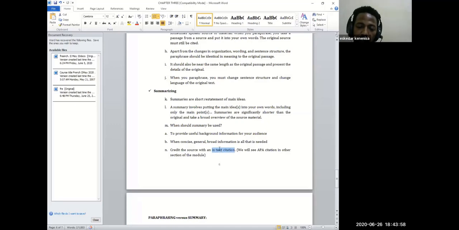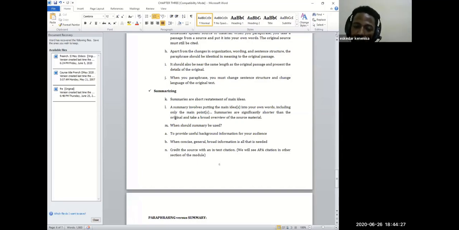There are different styles actually. We'll see in the coming classes the styles of citation, for example, APA citation. We'll see it in the next classes. But still, even if you take only the main ideas, even if you summarize only the main ideas, you have to give credit, you have to cite the writer.